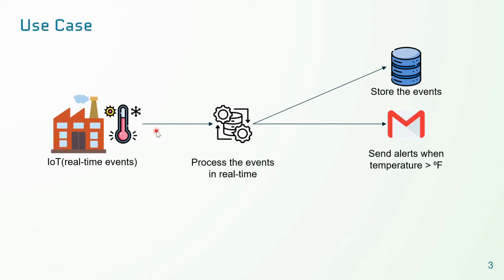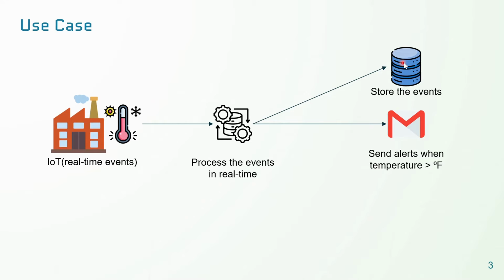So we are expected to process the events in real time, and perform real-time analysis to find out whether the temperature exceeds the predefined threshold limit. If the temperature exceeds the threshold limit, we will have to send out an alert to the maintenance team in the form of email. For every event which comes out of the thermometer, we will have to store it in a database to facilitate further analysis.